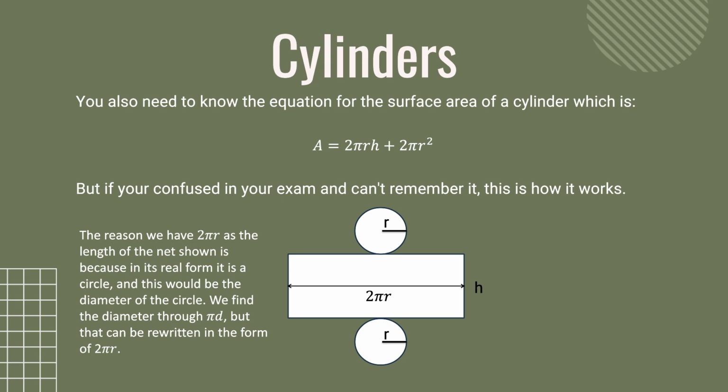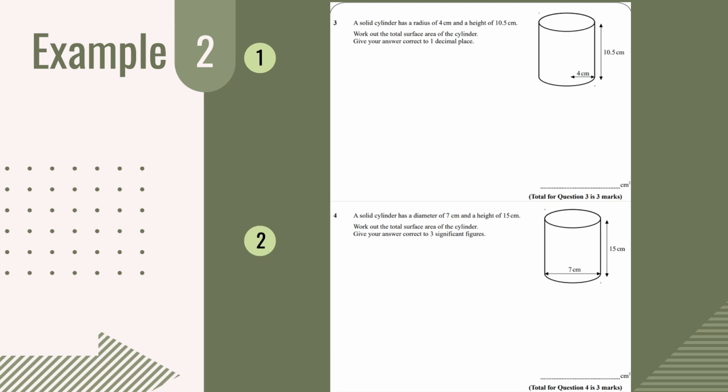However, you may be confused where we get our 2 pi r from, and this is why. The reason we have 2 pi r as the length of the net is because in the real form it is a circle, and the length would be the circumference of the circle. And the circumference of the circle is pi times diameter, but you can also rewrite pi diameter as 2 pi r, because 2 radiuses equal a diameter. So, you could write pi diameter times height, but write 2 pi r, because you'll be given the radius in your questions more often. So this is where we get the equation of 2 pi r times the height plus 2 pi r squared. Now it's time to have a go at some cylinder surface area questions.